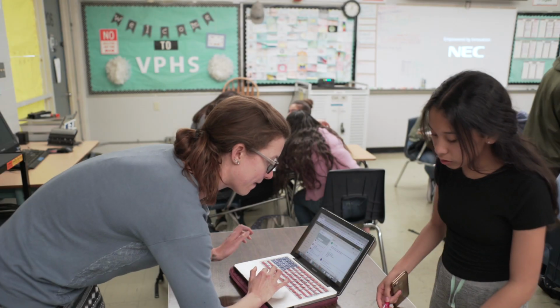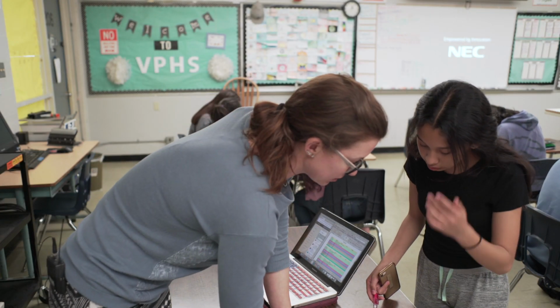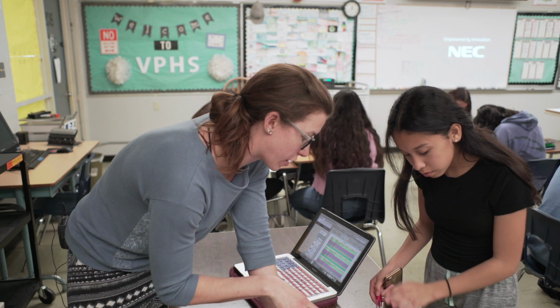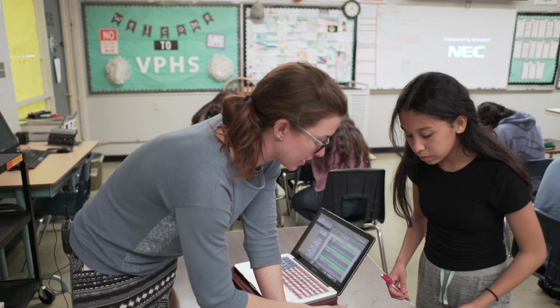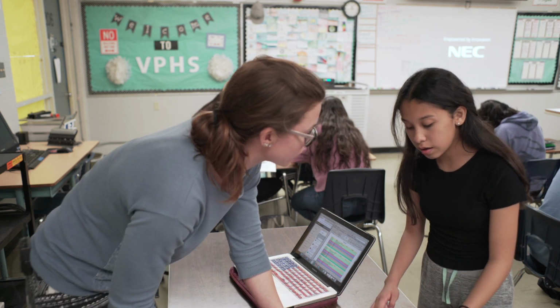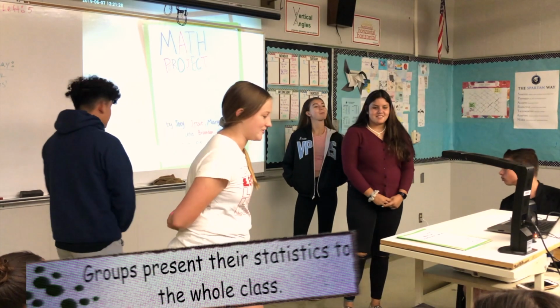Quick question, are we supposed to do the sentences just for the percentages? Yes, so the percentages and the fractions won't actually be on your final draft. Your final draft will just have the decimals in the table. And then your sentences are going to have just the percent. So the fractions were just to help you get the decimal.